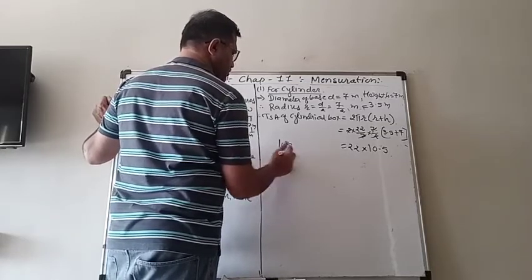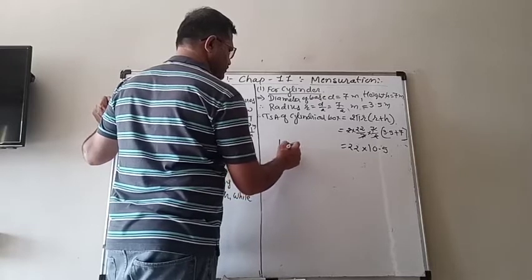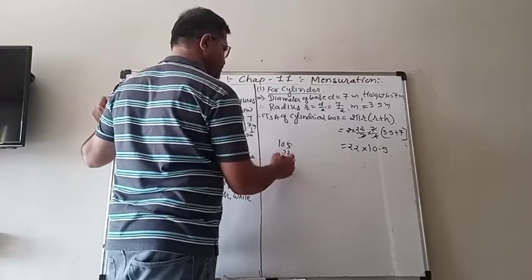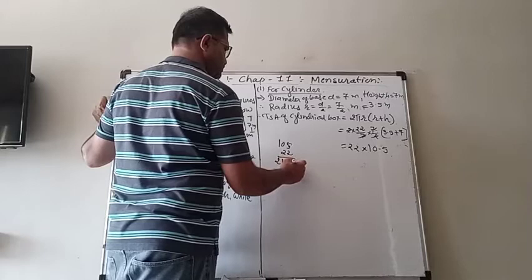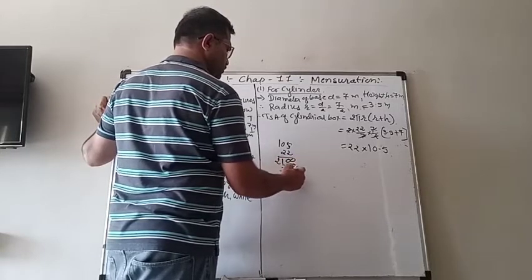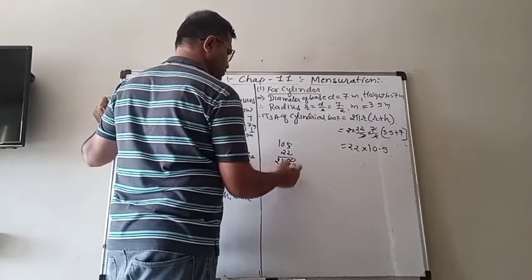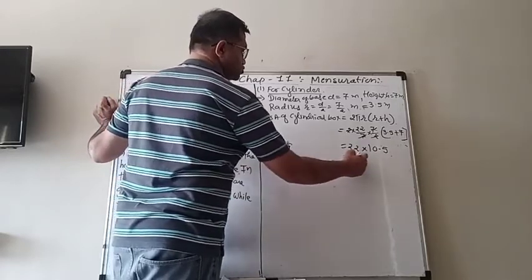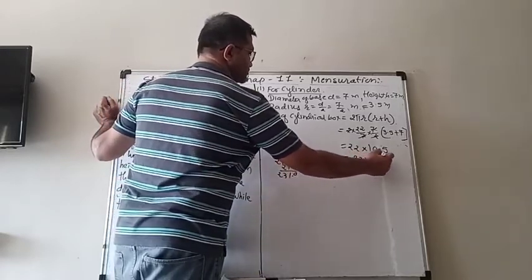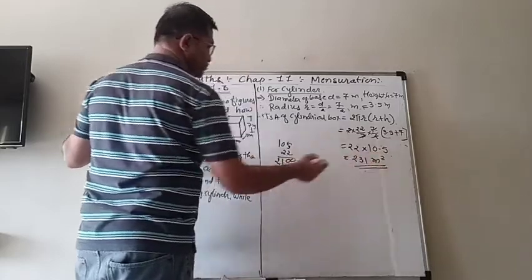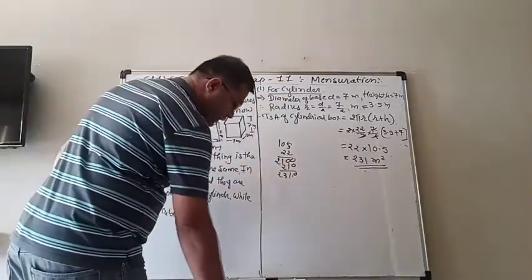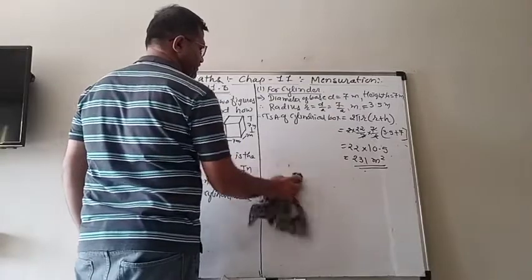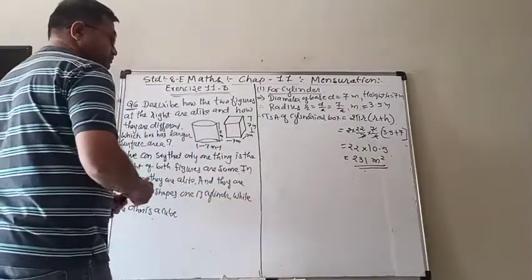So now, 5 2s are 10, 2 1s are 2. So 2310, but there is a point, so that is 231 meters square. That is the area of our cylindrical box.